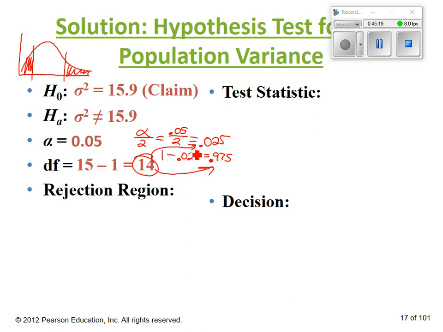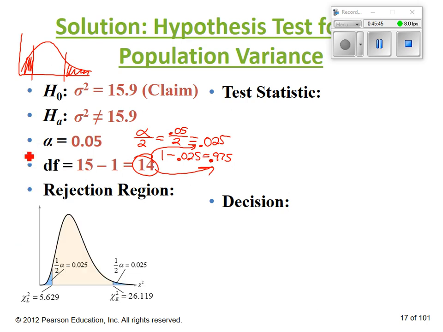So 14 and 0.025. Again, 14 is in the row here. 14 and 0.025 looks like 26.119. And then 14 and 0.975 looks like 5.629. So those should be our two rejection regions, our two critical values.